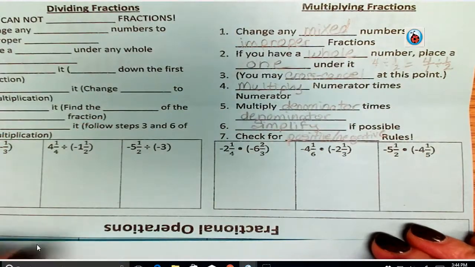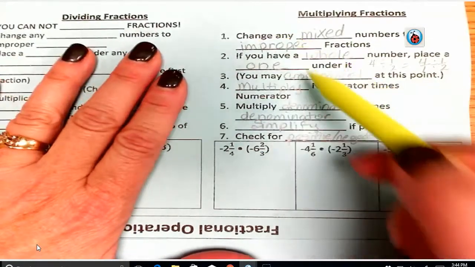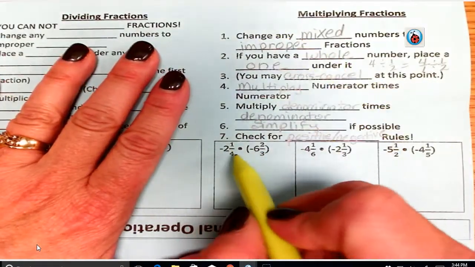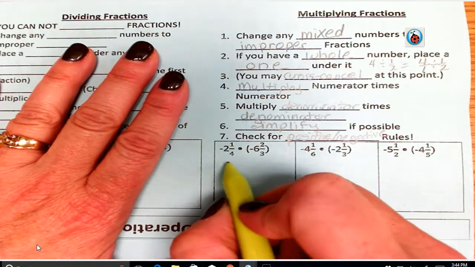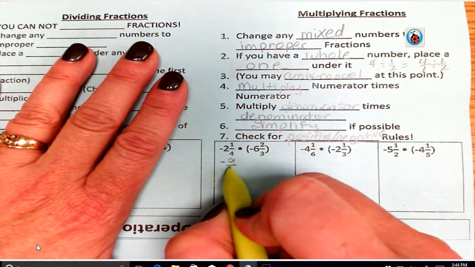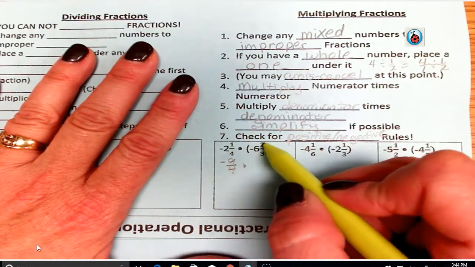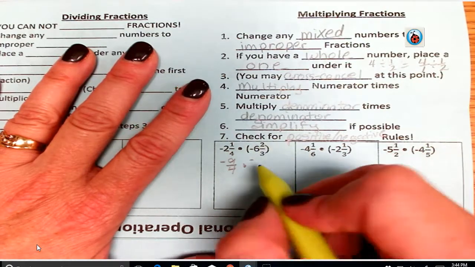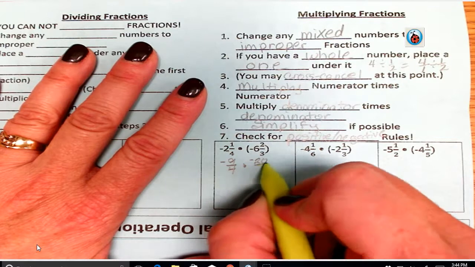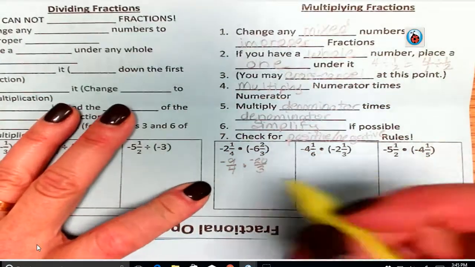Okay, so let's look at some examples. On the first one, our first step, change any mixed number to improper fraction. So I'm going to go 4 times 2 plus 1. 4 times 2 is 8 plus 1 is 9. Same denominator, negative 9/4 times, for negative 6 2/3, 6 times 3 is 18 plus 2 is negative 20/3. So my denominator stays the same.